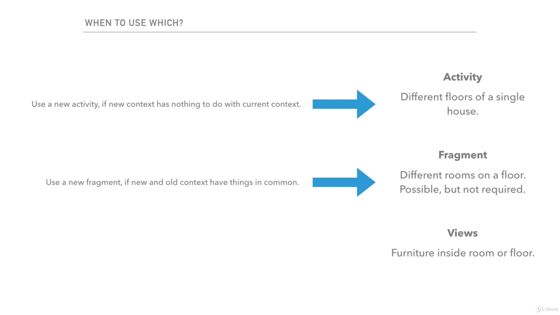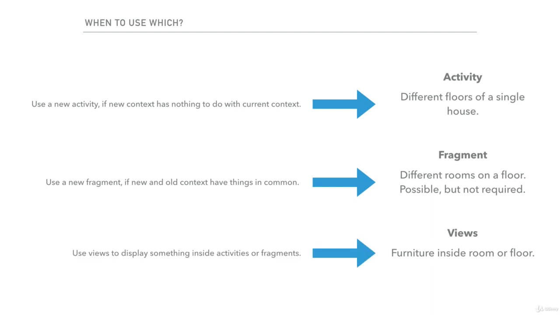Use a new fragment if new and old context have things in common. Best example is paging. For example, if you have one activity but have different pages inside this activity, page 1, 2, 3, whatever, and want to page between these, then you're going to use one activity but different fragments because these pages have something in common.